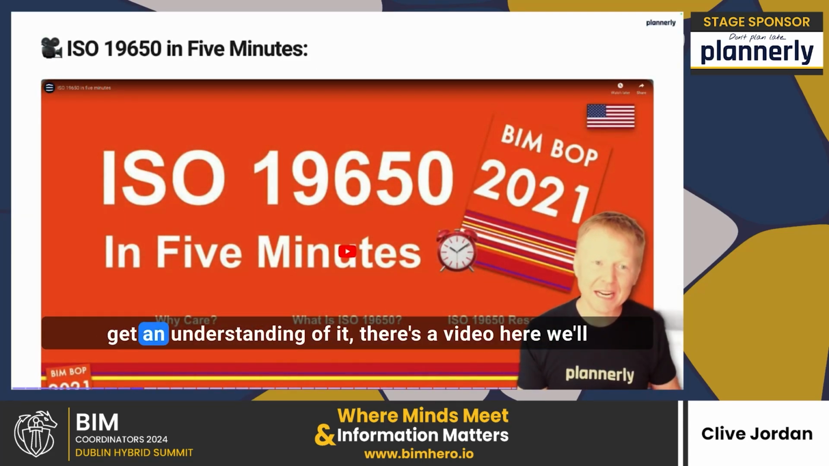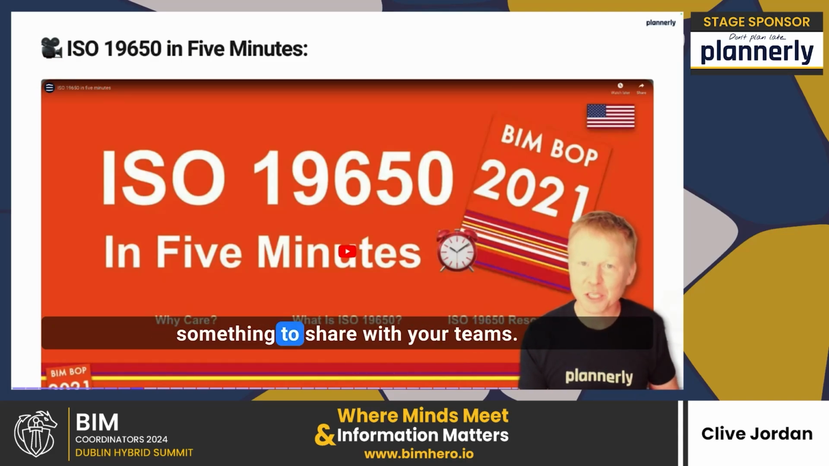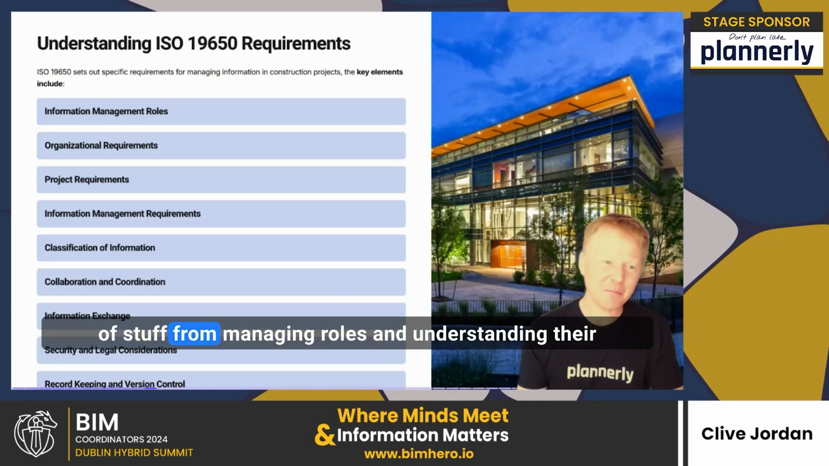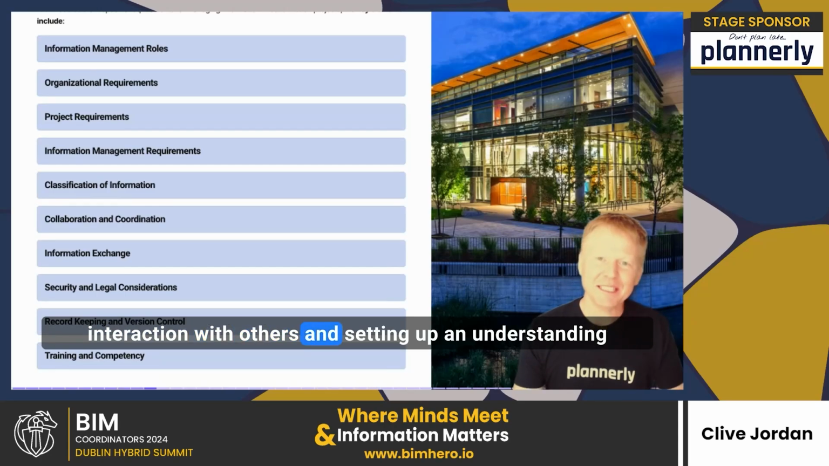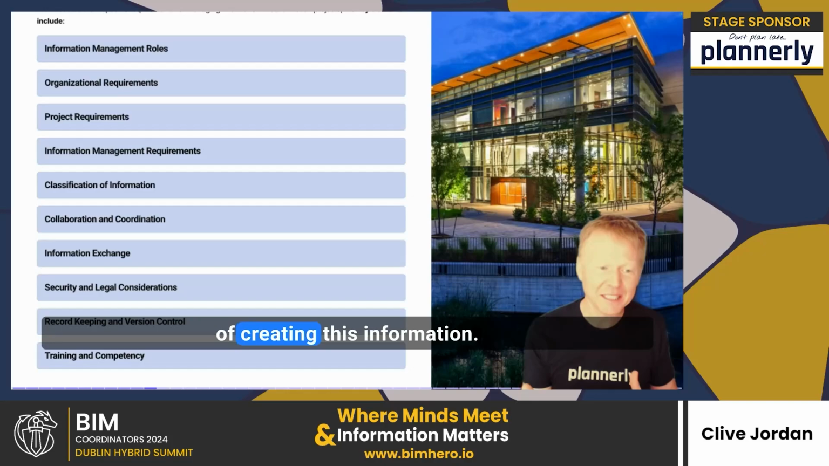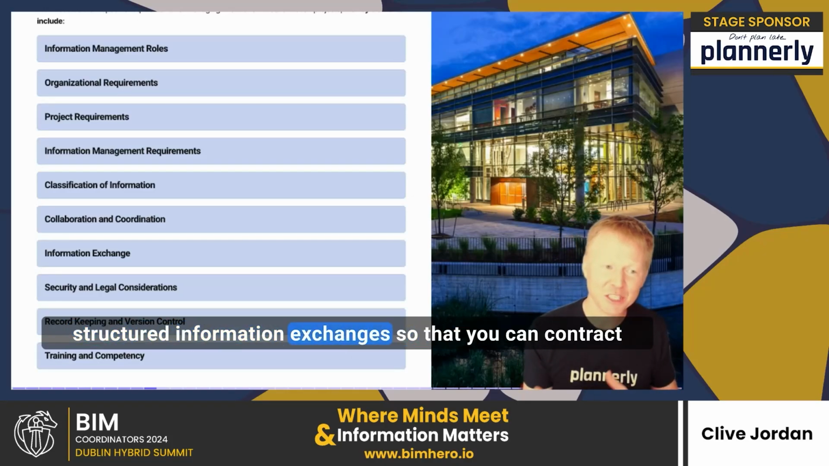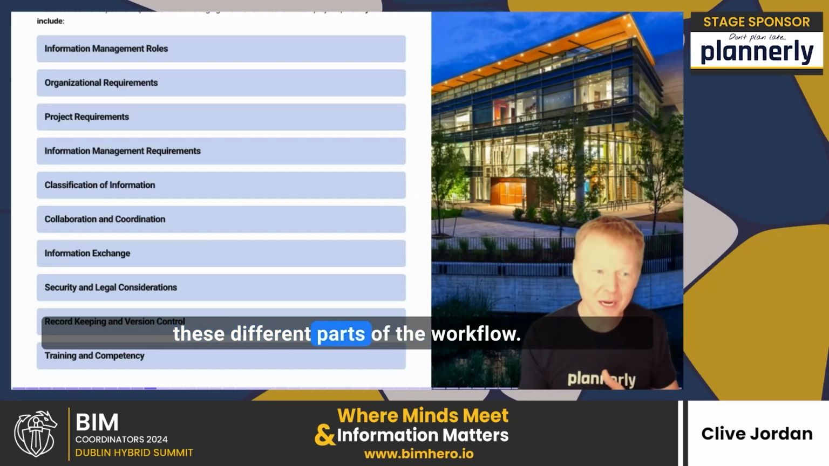If you want to get an understanding of it, there's a video here we'll share in the links. Five minutes, a real opportunity to get an understanding of that very quickly and something to share with your teams. ISO 19650 starts off with a whole bunch of stuff, from managing roles and understanding their interaction with others and setting up an understanding of what an organization wants and the purpose of creating this information, how to then go through the definition of structured information exchanges so that you can contract for them, all the way through all of these different parts of the workflow.